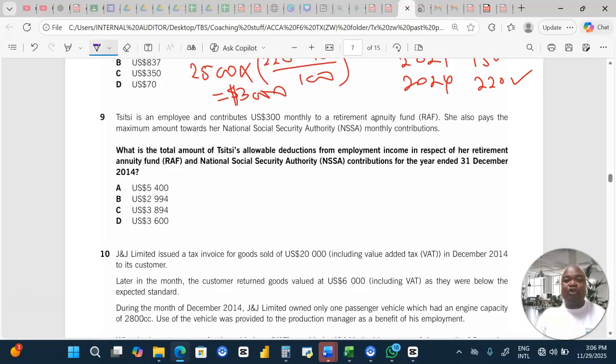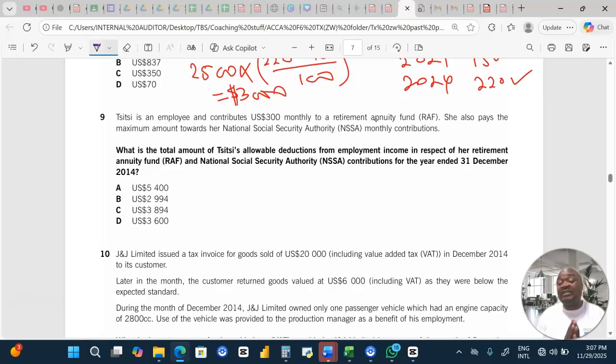Since she's an employee and contributes $300 monthly to a retirement annuity fund, RAF, she also pays the maximum amount towards the National Social Security Authority, the NSSA, monthly contributions. And somebody's lost already. Oh my God, this paper. Do not hate this paper. This is a wonderful one. What is the total amount of Titi's allowable deductions from employment income in respect of her retirement annuity fund and National Social Security Authority contributions for the year ended 31 December 2024?